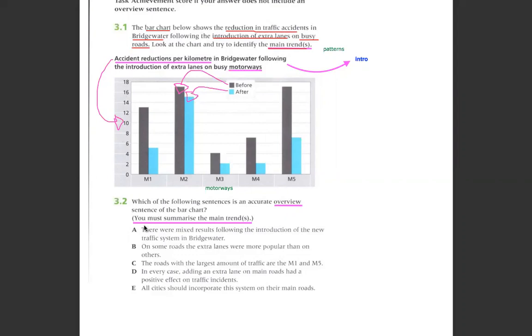So now let's have a look at these overview sentences. We have A to E. I want you to decide which one is the most accurate overview sentence. Remember, this is a summary of the main trends. So I'm going to give you 2 or 3 minutes. I'd like you to quickly read all of these sentences and then type in the chat box, which of these, A to E, do you think is the best overview? This means the best summary of the main trends. All right, so I'll give you 2 minutes, quickly read all of the overview sentences and then type the letter of the best one in the chat box.